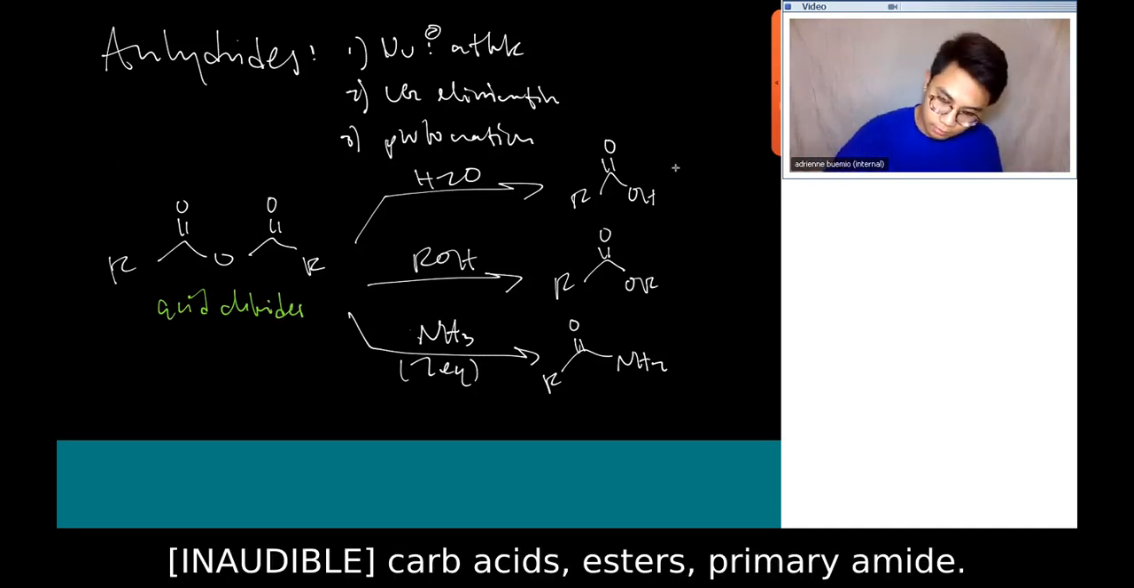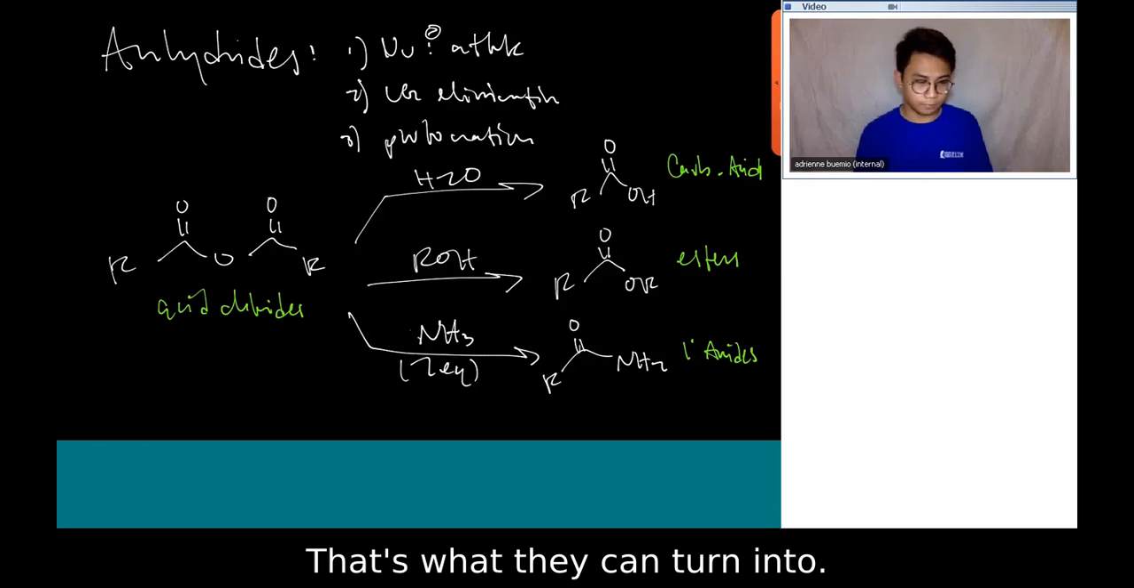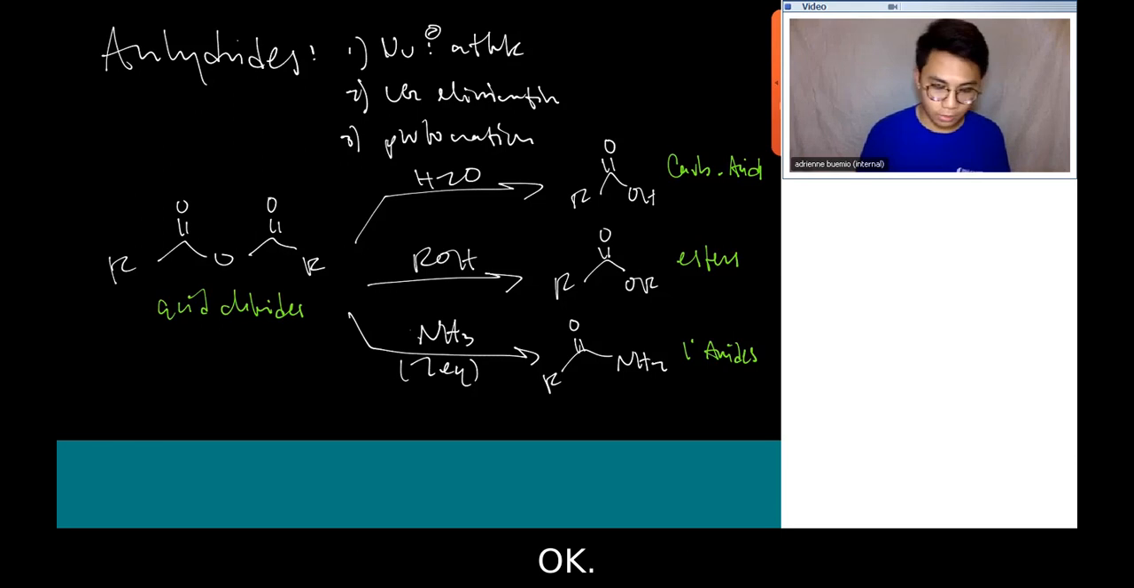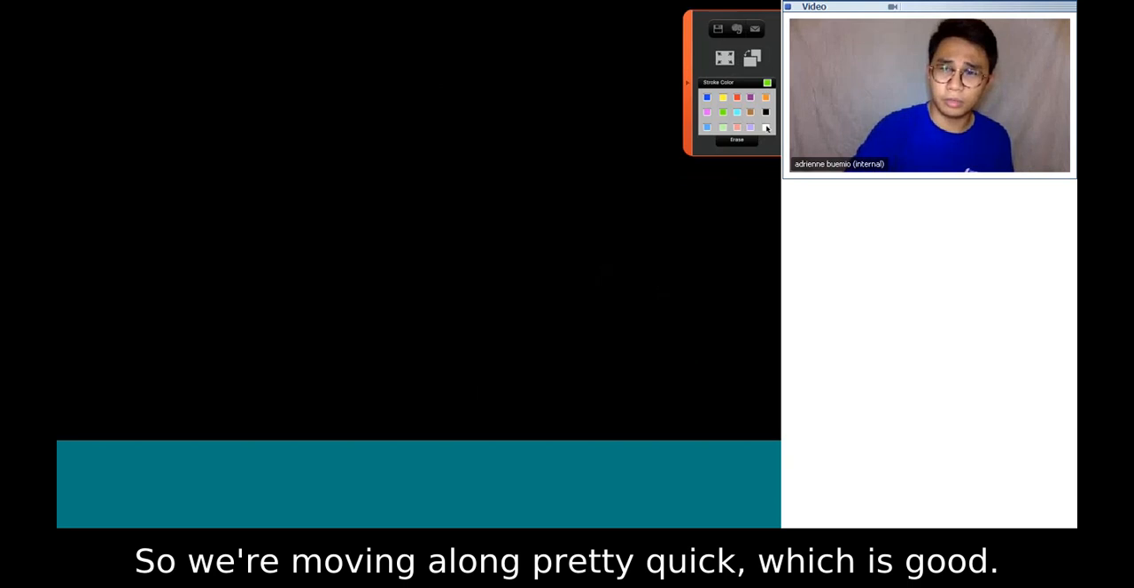For carboxylic acids, esters, primary amide, right? That's what they can turn into. Okay, so we're moving along pretty quick, which is good.